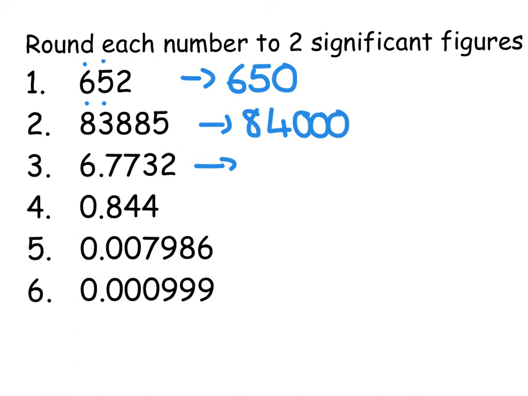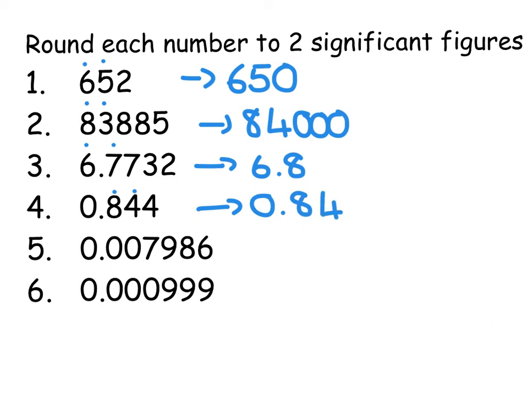On question 3, to 2 significant figures would be 6.7. But the next number is an 8. So that goes to 6.8. On question 4, the 0 at the front doesn't count. So we're keeping the 8 and the 4. The next 4 is not going to change it, so it's just 0.84.